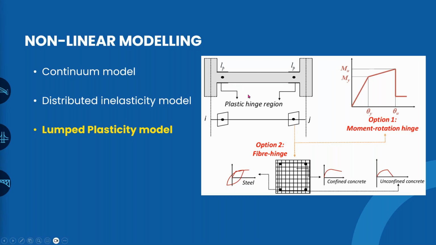So the lumped plasticity model is the simplest model that we have, and it is considered far more acceptable to use this particular model in analysis to get some results which are approximate but are considered to be accurate. So for this type of modeling, two options are available. One, we can do a fiber hinge model as in here, or we can go for a moment rotation hinge model.